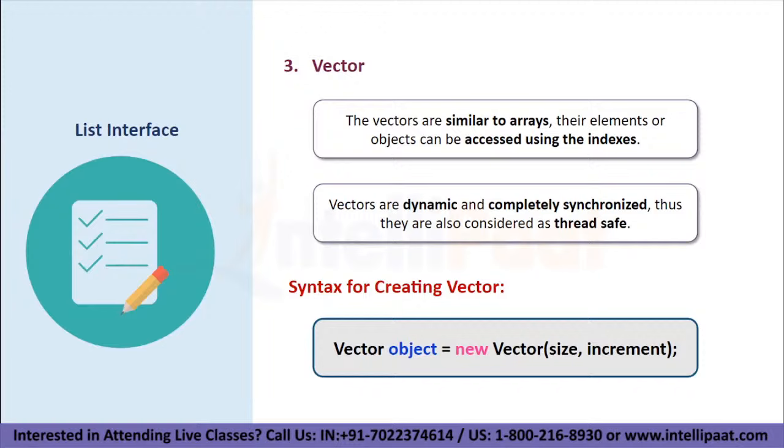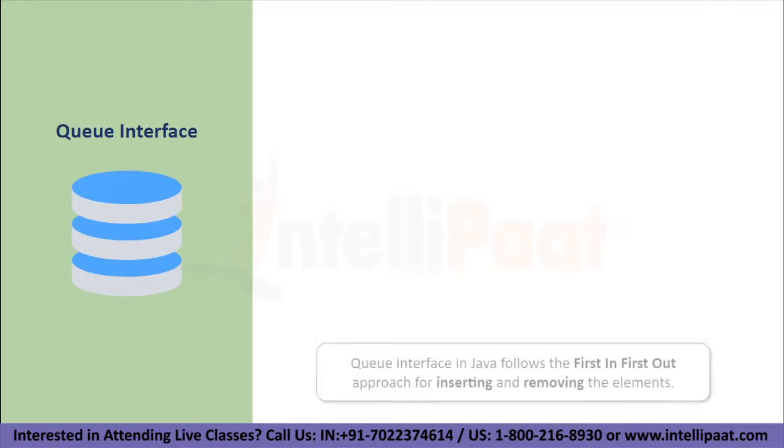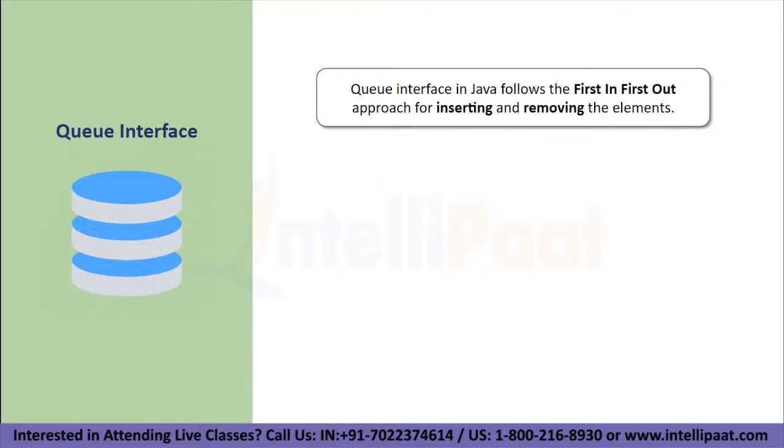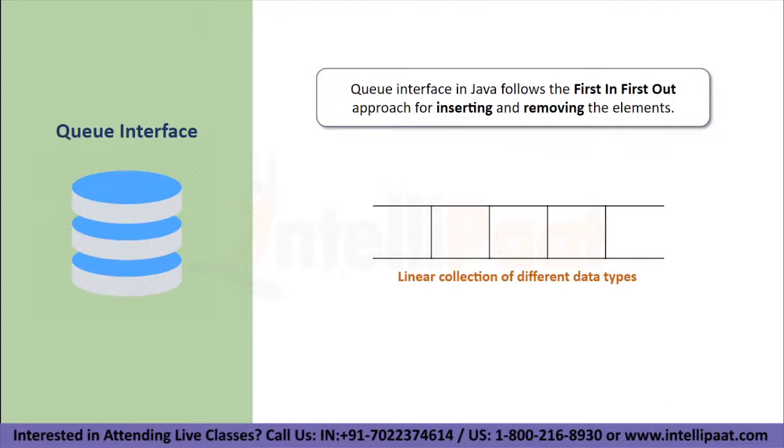Moving forward, let's learn more about the Queue interface in Java. The Queue interface in Java follows the FIFO approach for inserting and removing elements, which simply means the elements that enter first will also leave the queue first, and the elements that are inserted last will also leave the queue last. The structure of a queue will look something like this.